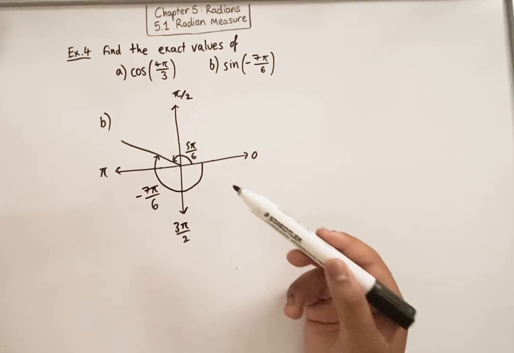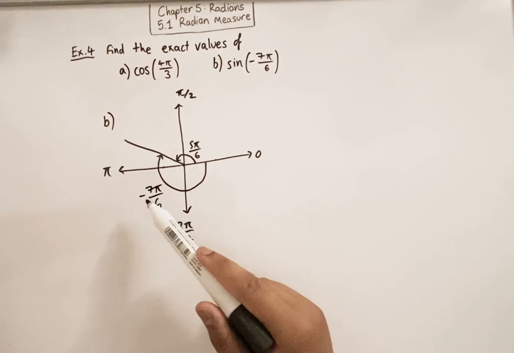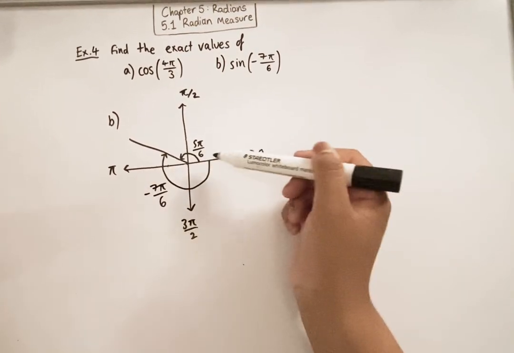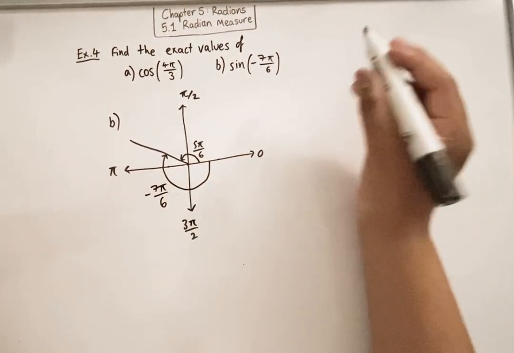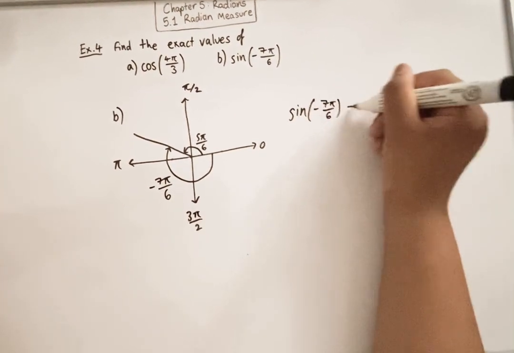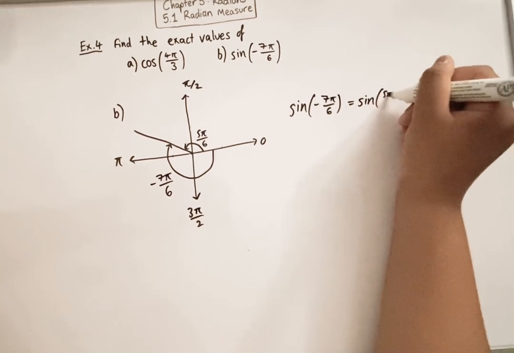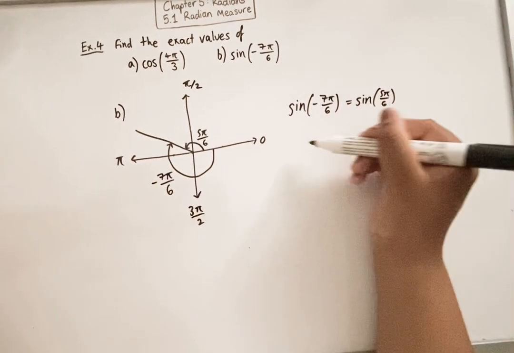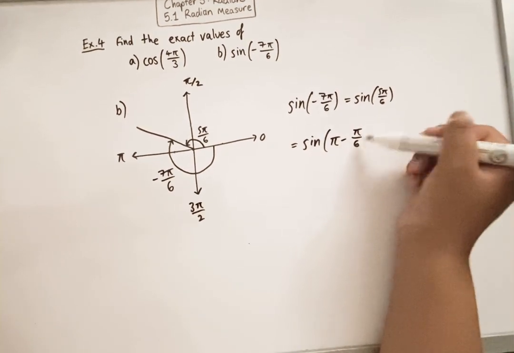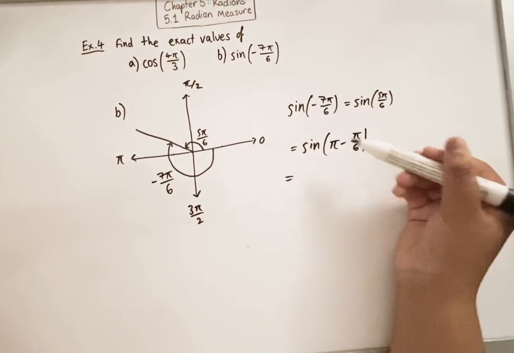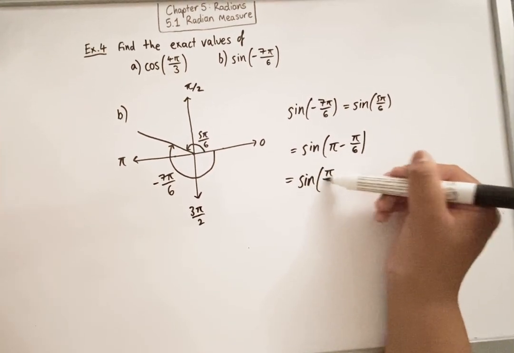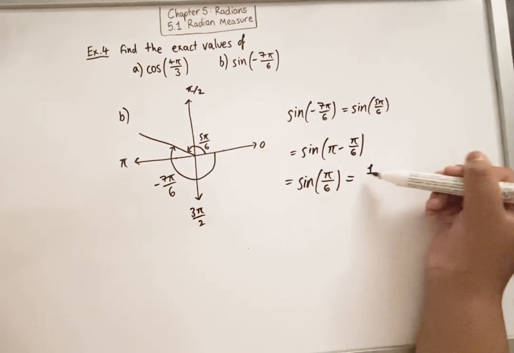For part B, if we draw the same diagram again, but this time for negative 7 pi over 6, so we go in the clockwise direction instead of anti-clockwise, we can see that it's going to be equal to the angle of 5 pi over 6. So the sine of negative 7 pi over 6 is equal to the sine of 5 pi over 6. Now, 5 pi over 6 is the same thing as pi minus pi over 6. And using the rules that we did before, sine of pi minus theta is sine theta. So this is going to be equal to sine of pi over 6, which is just equal to a half.